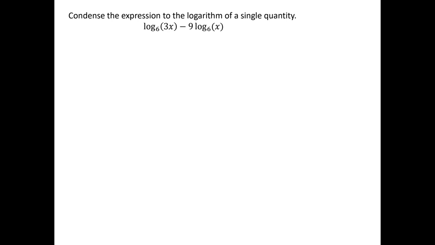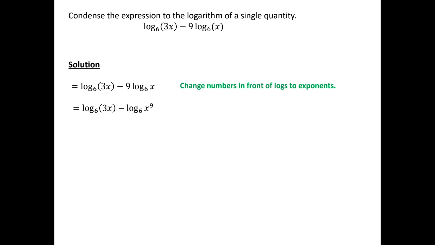Okay, so on this one thing that I can do is, for the numbers in the front, since this is a number that is being multiplied to the log, that comes from the power rule. So that means that this number that was being multiplied is an exponent. So I'm going to put it back as an exponent. Okay, this 9 is really to the 9th power.